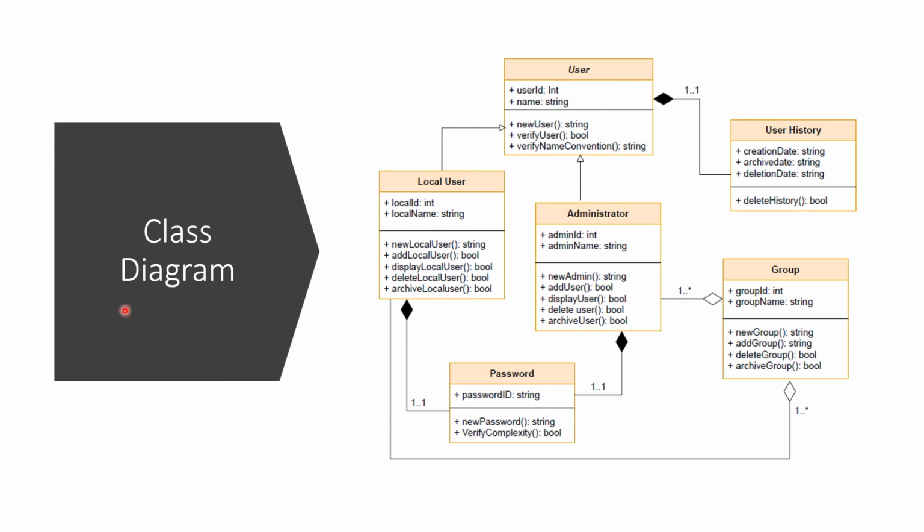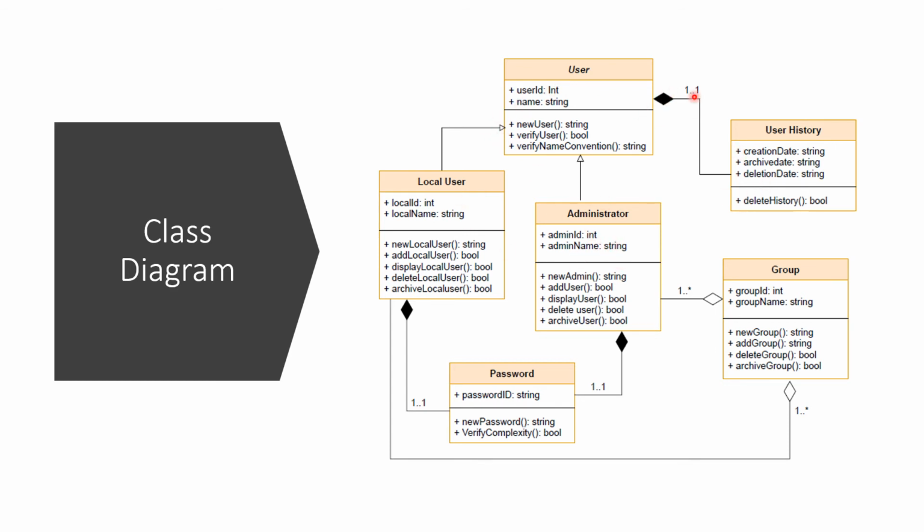Here is the class diagram for the program or the script, and we see a user here, and a user can either be a local user or a regular user, or an administrator. As we can see, these are inheritance arrows for the local user and the administrator.